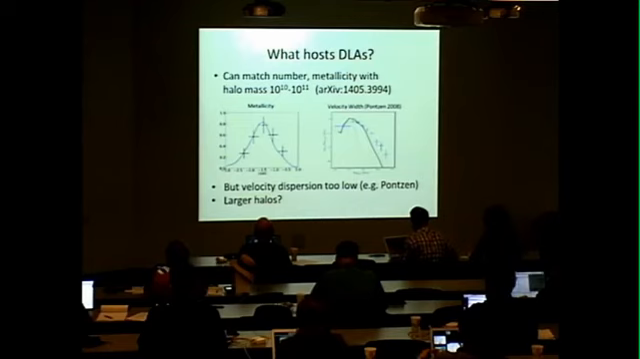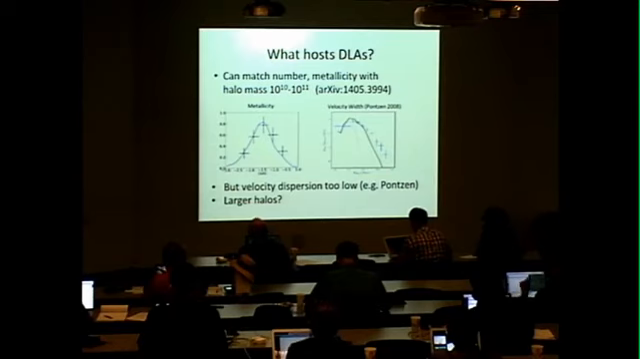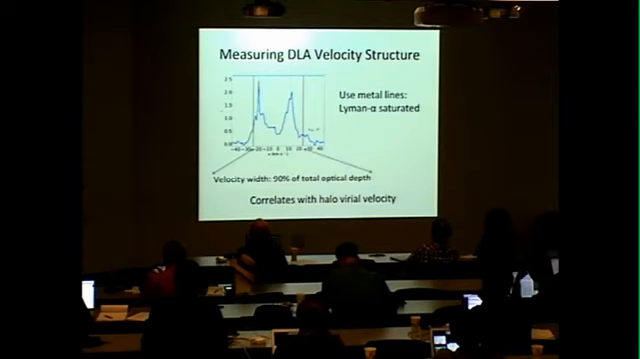So what hosts these things? It's been known for a while, I think, and we showed explicitly for our simulations in this paper, that you can match the number density, the abundance and the metallicity of them with halo masses between 10 to the 9 solar masses and 10 to the 11 solar masses, so a little bit small halos. This is the DLA metallicity. You can see that it's somewhat less than solar.